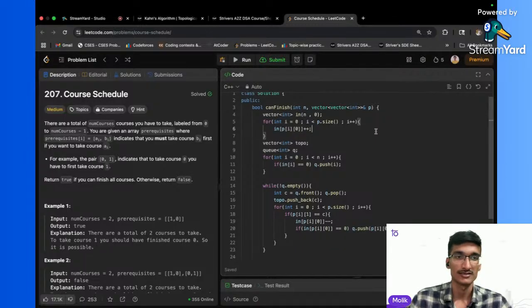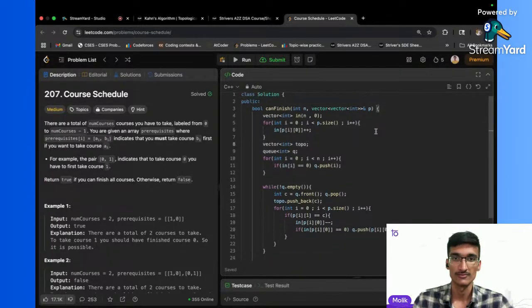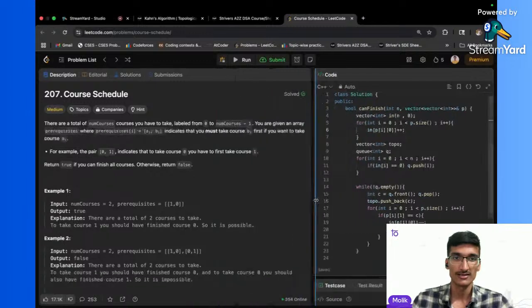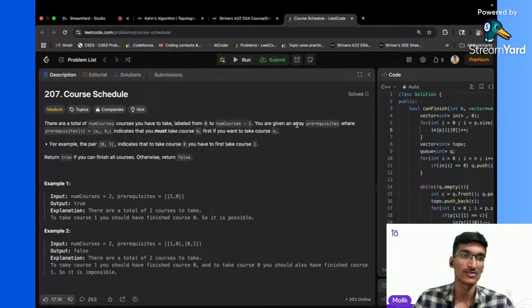But yes, let's try to solve this problem. I hope it's visible to all. The problem says that there are a total of num courses you have to take, labeled from 0 to n minus 1. You are given an array prerequisite where prerequisite i is equal to ai, bi, indicating that you must take course bi first if you want to take course ai.